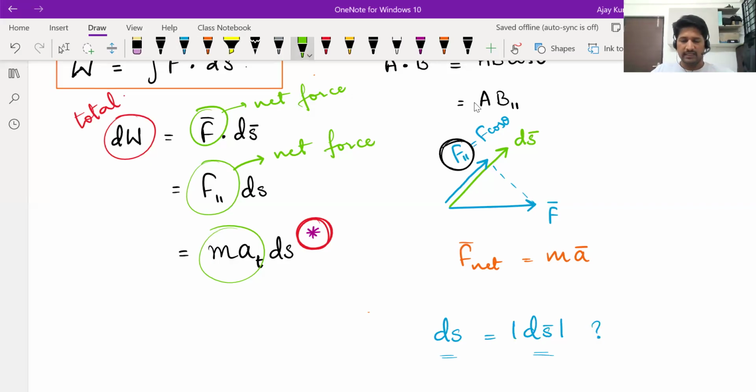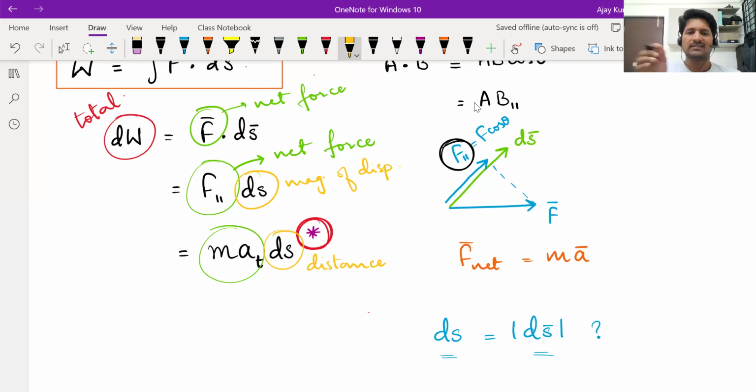So in the formula for work, ds bar is displacement. And here ds is the magnitude of displacement. Because it's so small that direction change is not even possible, you can call it distance also, nothing wrong in that. Small distance moved by the object. It's valid, nothing wrong in that.